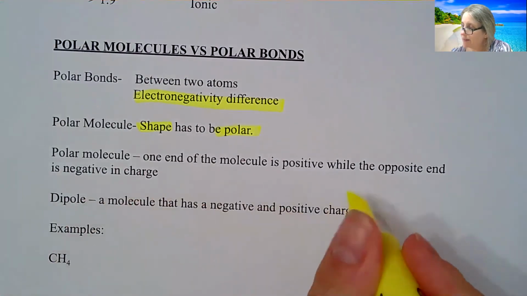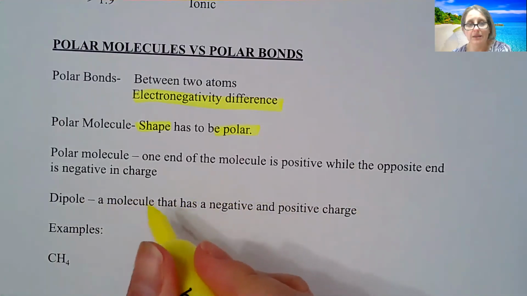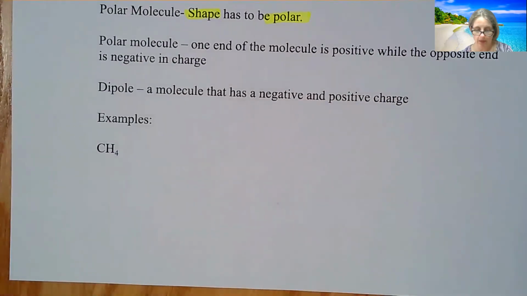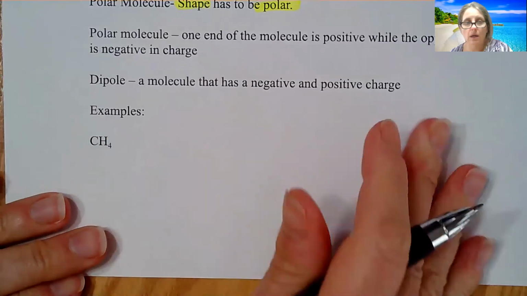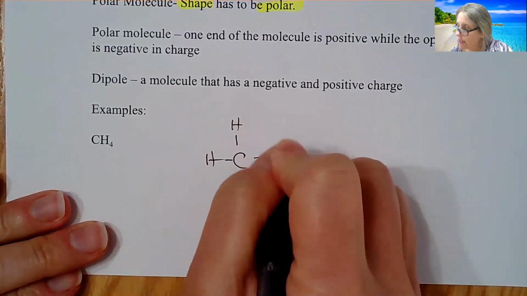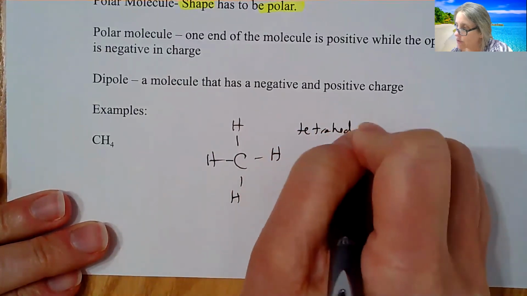And again, a dipole means not just the dipole arrow, but that the molecule has a positive and a negative charge on it. Okay, so let's start the conversation here with this example. Okay, so CH4 is a tetrahedral. So the first thing we have to look at is a tetrahedral shape.